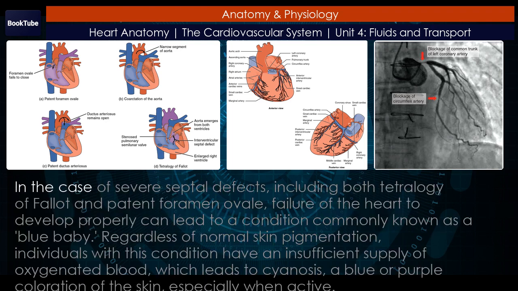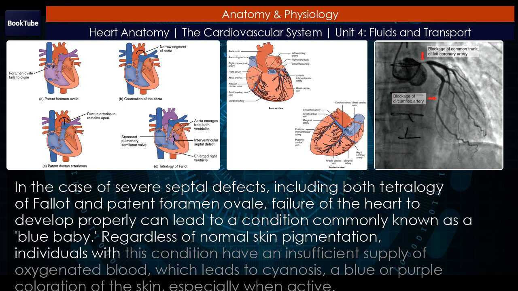In the case of severe septal defects, including both tetralogy of Fallot and patent foramen ovale, failure of the heart to develop properly can lead to a condition commonly known as a blue baby. Regardless of normal skin pigmentation, individuals with this condition have an insufficient supply of oxygenated blood, which leads to cyanosis, a blue or purple coloration of the skin, especially when active.